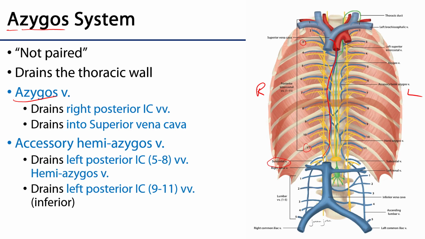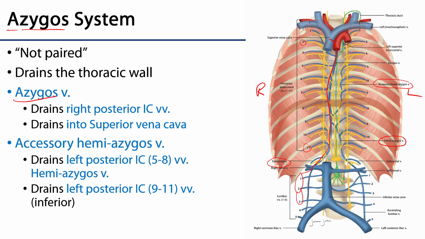There are also potential connections from ascending lumbar veins, generally coming from at least the first 2, but sometimes the first 3 lumbar veins that will drain into the azygos vein. On the left side, there are 2 vessels that are going to drain into the azygos vein. These are the accessory hemiazygos vein and the hemiazygos vein.